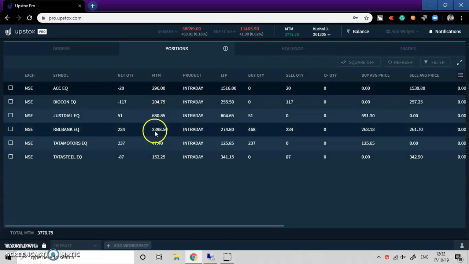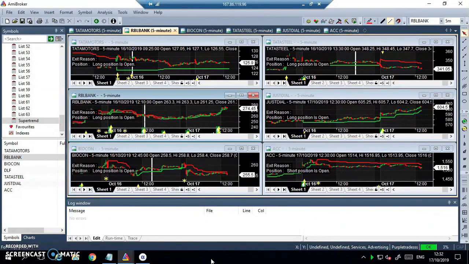You can see MTM, all are in positive. No stock is in negative, and clearly RBL is a winner where I'm getting close to 2,400 rupees as profit. But today is a very good day. So since all the stocks are in positive and I'm getting a very good profit, in fact an unexpected profit, I would like to book it here itself.